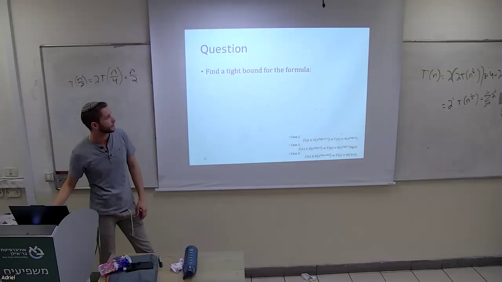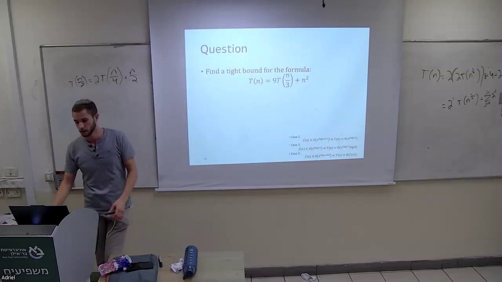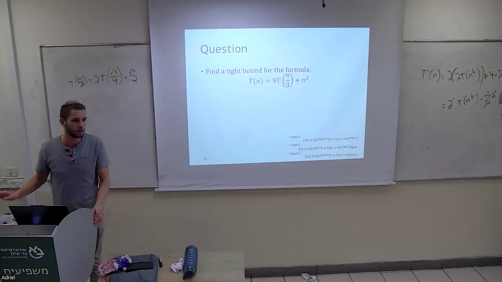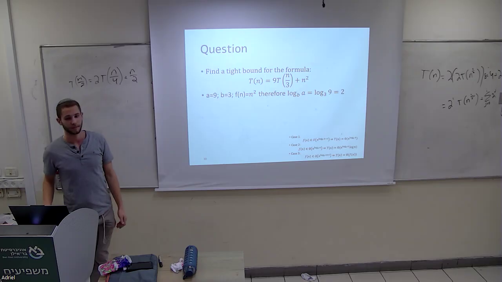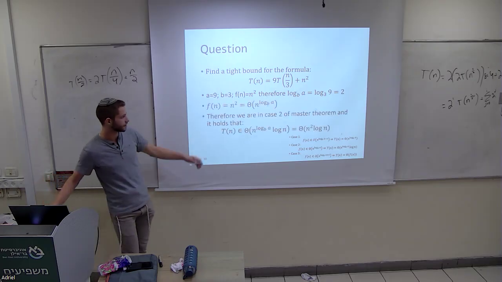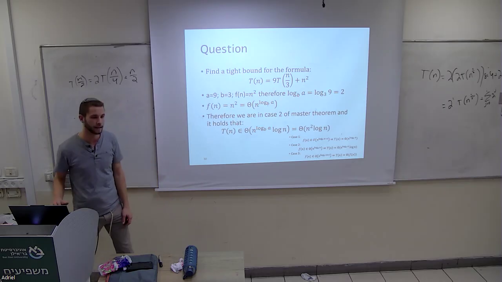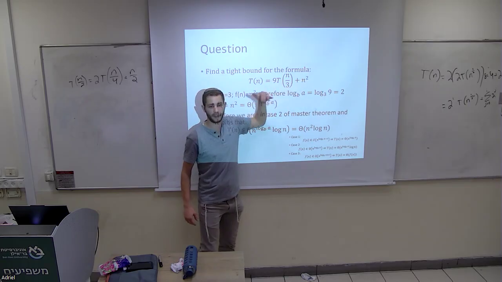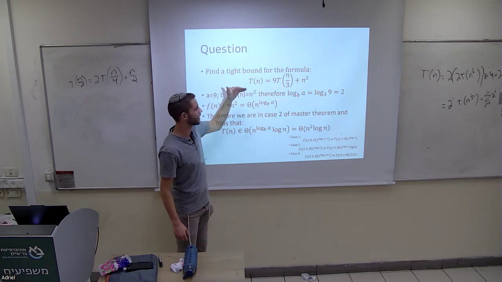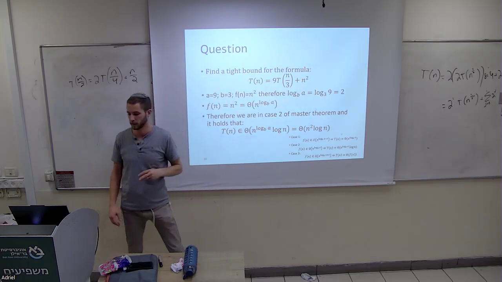All right, find a tight bound for the formula. This is the last formula. Which case is this? The only one we haven't done. Log base 3 of 9 is 2, therefore it's the same, it's within theta, therefore we're in case 2. And then we do the same work at every level, we do n squared at every single level, so therefore we have the height of the tree times n squared.